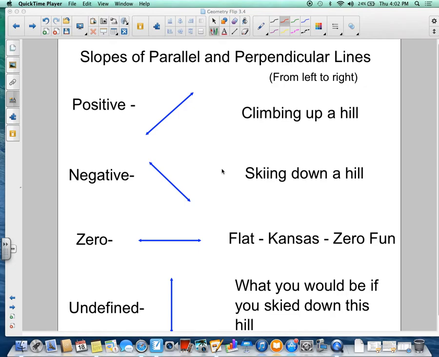Hello everyone. So today we're talking about slopes of parallel and perpendicular lines. So looking at the slopes of lines, we have either positive, negative, zero, or undefined slopes.